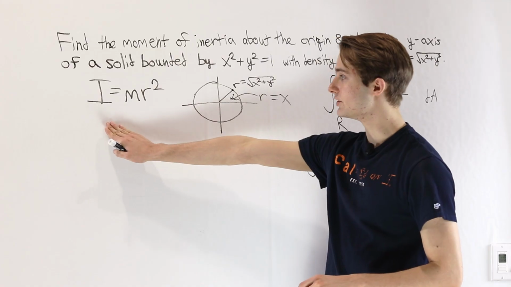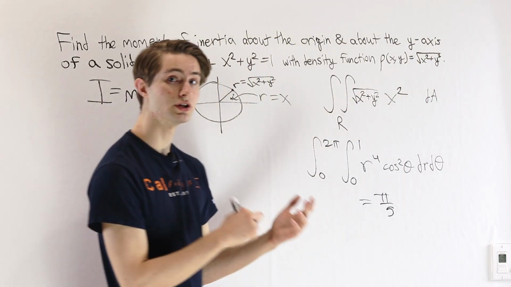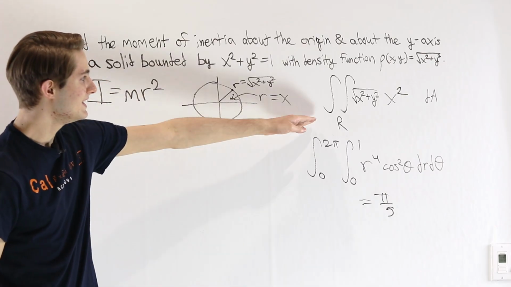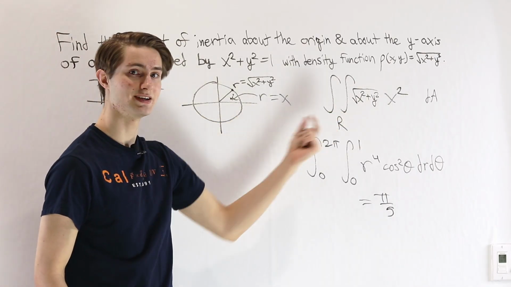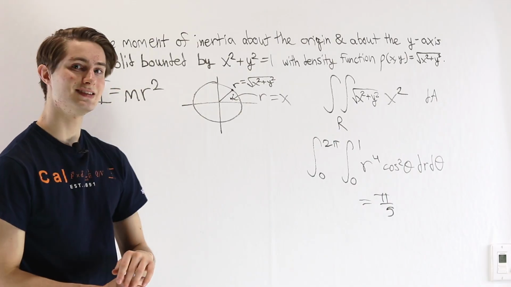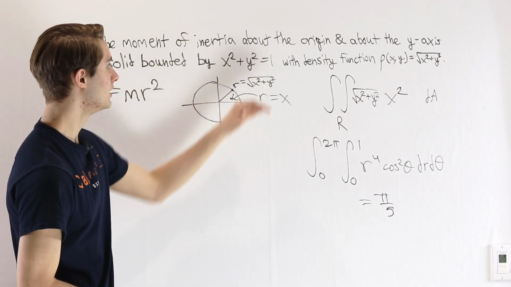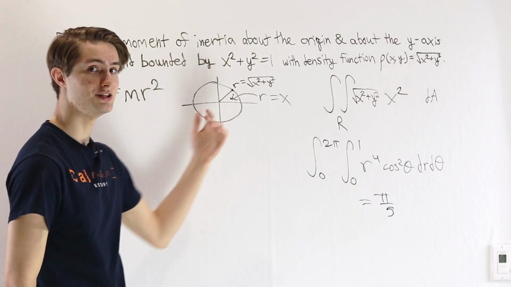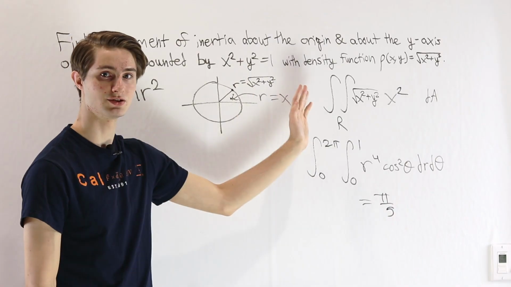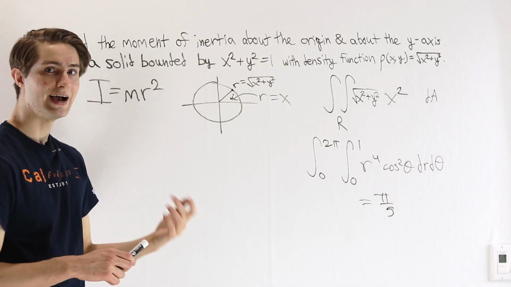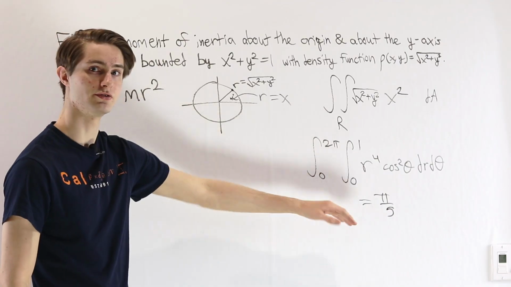We know that the moment of inertia is equal to m r squared, and in terms of a solid of variable density, that means we're going to integrate the density function times distance squared over the entire region. The notion of distance is determined by what axis we rotate around. If we're rotating about the origin, we need distance from the origin. If we're rotating about the y-axis, we need distance from the y-axis. Whatever axis we choose, we can plug in our double integrals and then solve for the values.